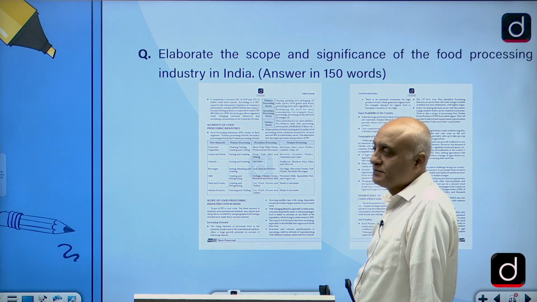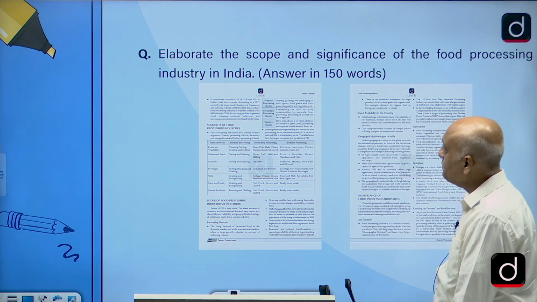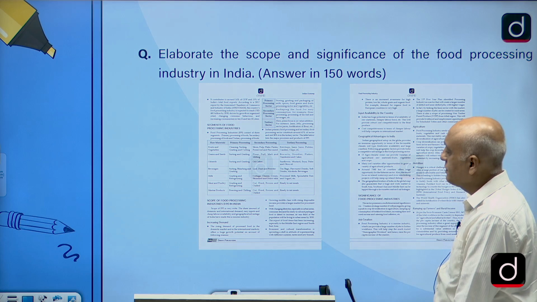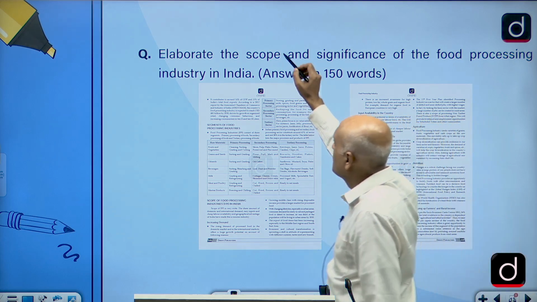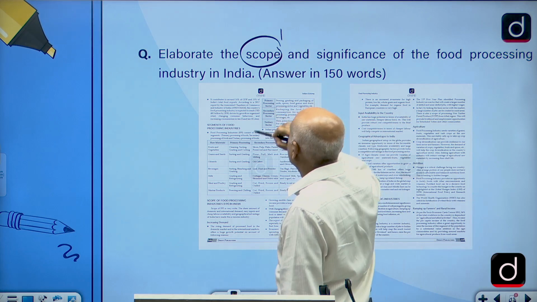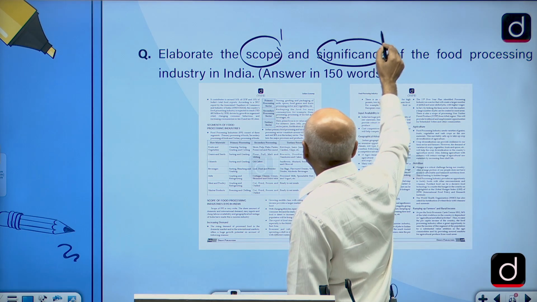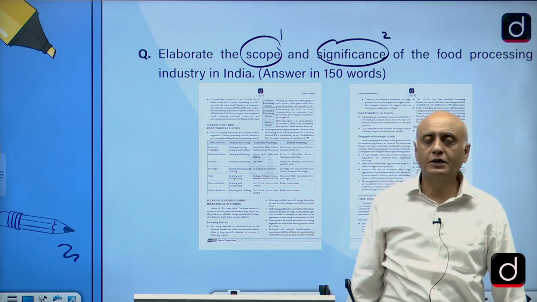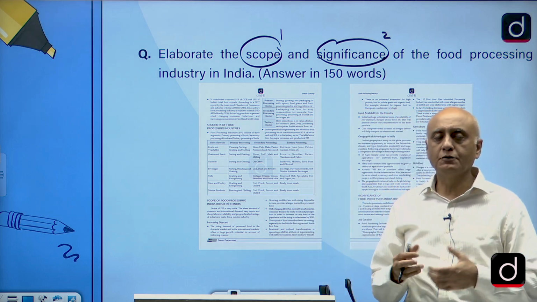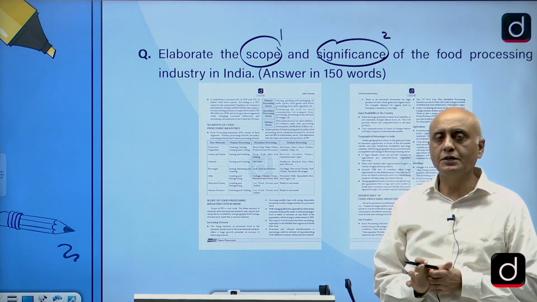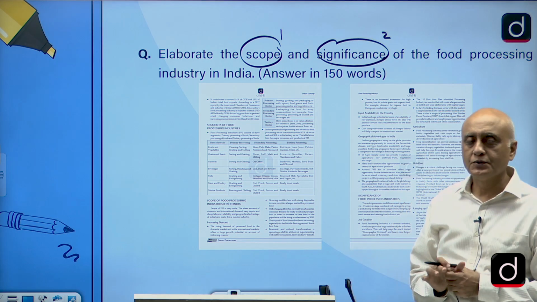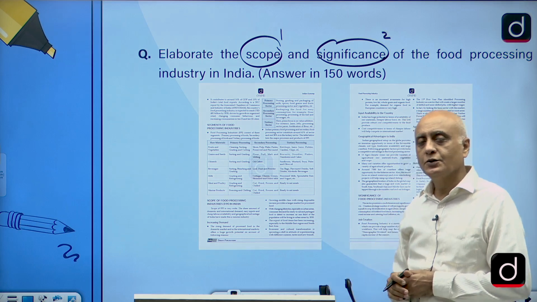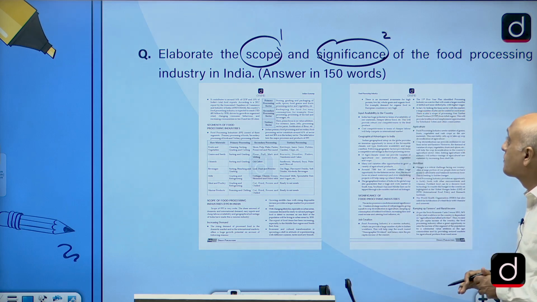So moving on, the next question again is a direct question. Elaborate the scope. The first point is scope and the second point is significance. In case you are not good with some particular word and you don't get a feel of that word, I suggest you read the Hindi version of the paper also. If you read the same question in Hindi, you may have a better feeling.